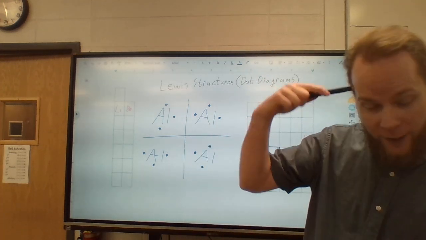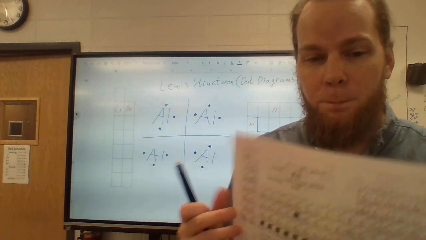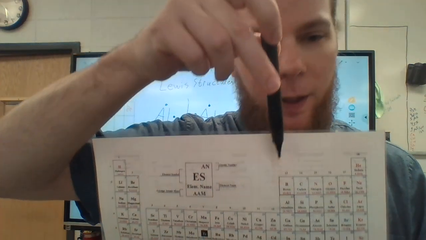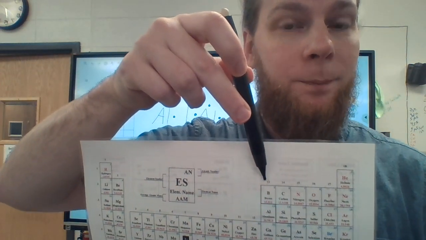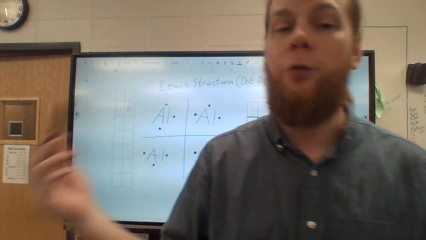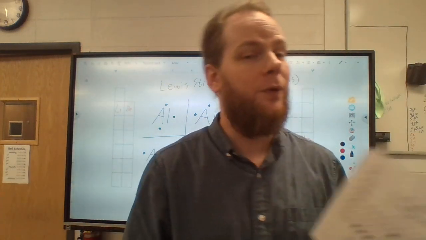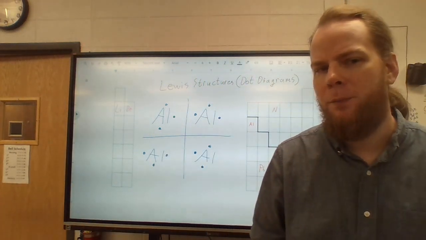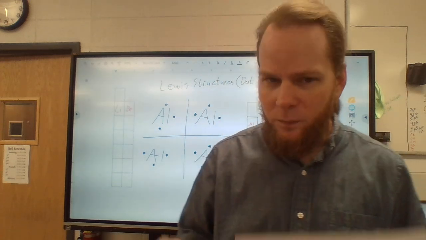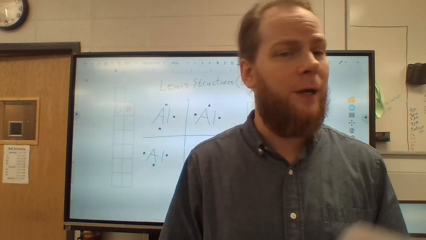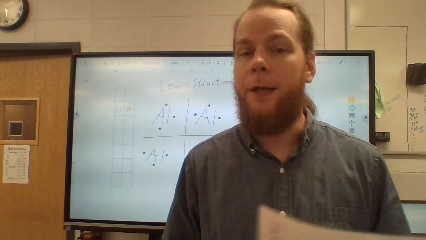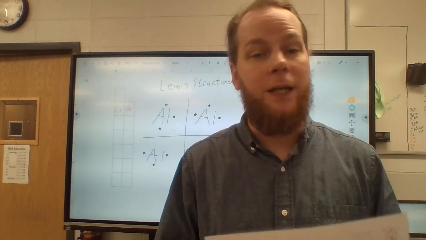How do we know that? Well, we know that because aluminum is in group 13. So we talked about this trick earlier when we did, I think, most common ion and most common isotope. We talked about this trick. If you need to figure out how many valence electrons an atom has, you can look at its group number.